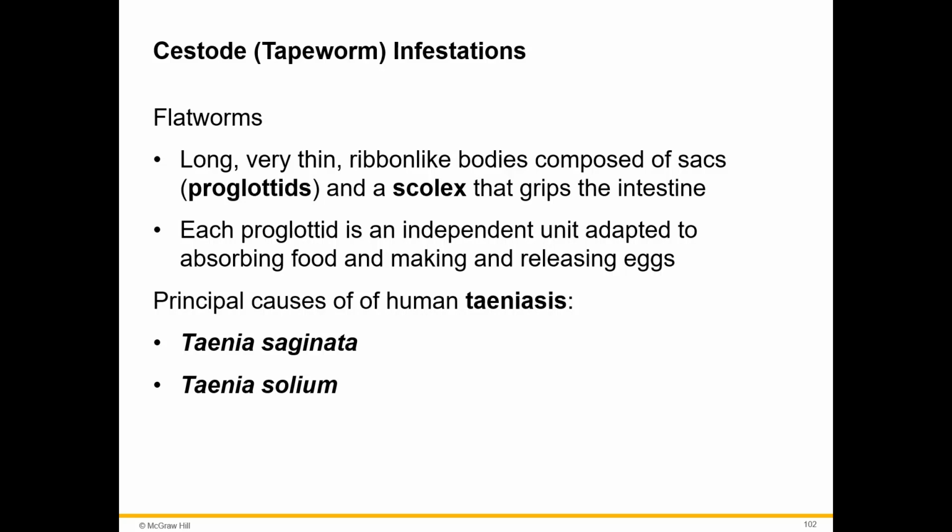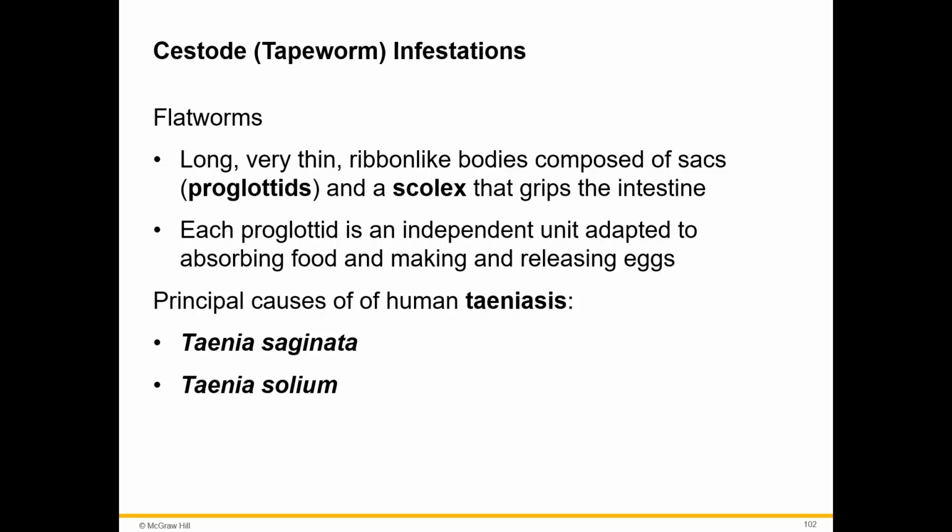So these are very long, thin animals, and they have ribbon-like bodies because they are dorsoventrally compressed, a fancy phrase for just saying they're flat. And they're composed of what they call little sacs, but we know those as proglottids. And they've got a scolex, and this will grip to the intestine. Each proglottid itself is its own little unit, adapted to absorb food and make and release eggs.